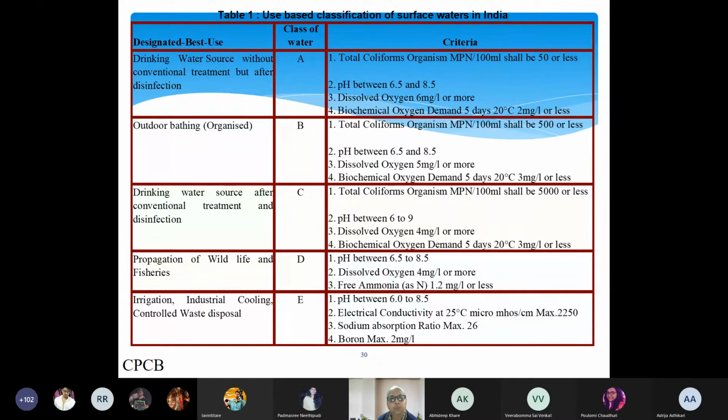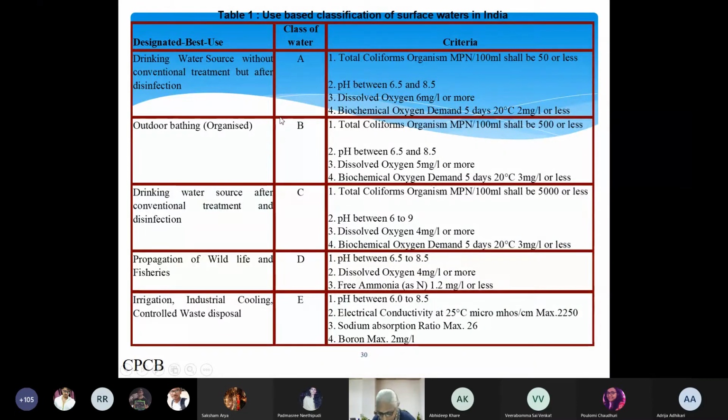This table shows you the use-based classification of surface waters in India. So CPCB has this, you can call it ambient water quality, or you can call it use-based classification. Now, this use-based classification is based on particular water quality parameters. So these water quality parameters will tell you whether the water is good enough for, let's say, drinking or outdoor bathing, what is the degree of treatment that is required, and what are the other uses that the water is going to be used for.